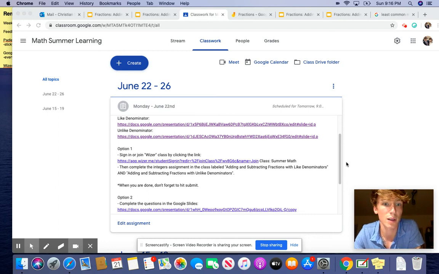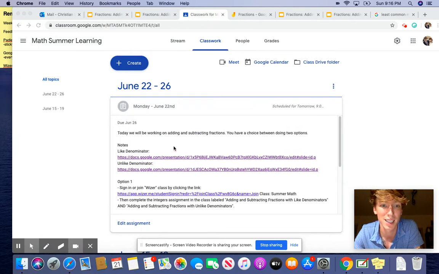Okay, today we were talking about the assignment for Monday, June 22nd. Today we're talking about fractions. All right, adding and subtracting fractions. Guys, I know fractions suck, okay? They're weird. They don't make a lot of sense sometimes, but I'm going to try and make that easier and better, and maybe you'll learn something.